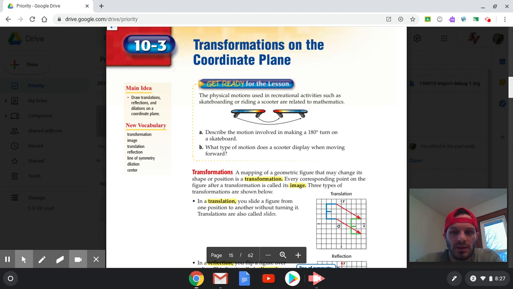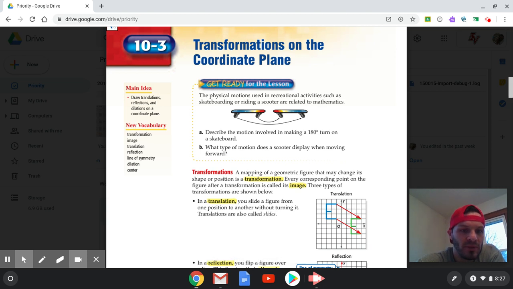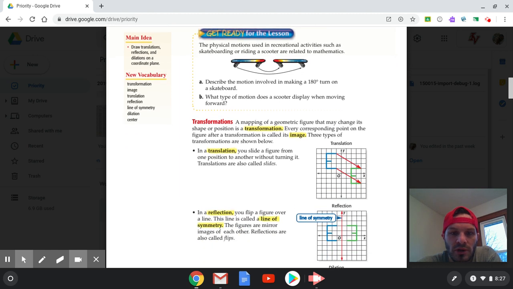Hey guys, this is another section here in geometry. This is chapter 10, section 3, and this is called transformations on the coordinate plane. And, once again, we're always going to stick to new vocabulary terms that are all the way through here on the left side. We're going to be talking about a lot of those throughout. So we're going to start right here.